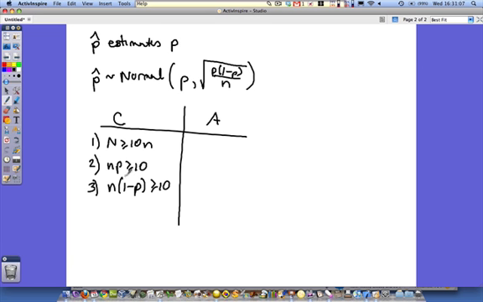So these are very easy to verify. You just go ahead and do the math on this side, and when you've verified it, put a check mark or something like that that says you verified it. Okay, so that's basically how you do p hat. Now let me show you a couple of examples.